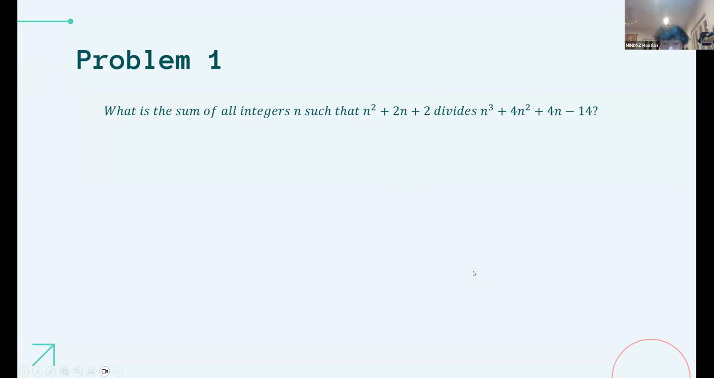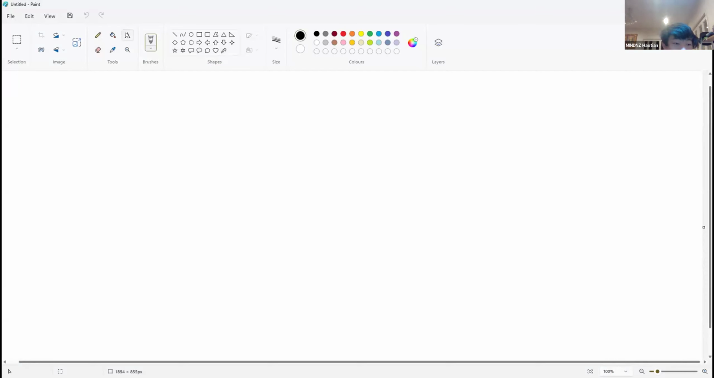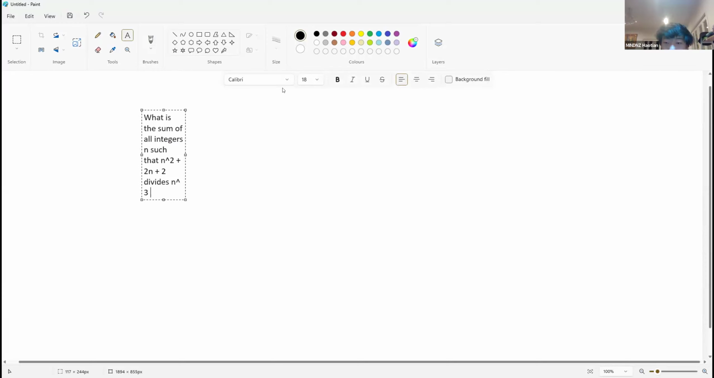And now I'll present the solution. Just a warning, I'm actually not sure if I'll be able to solve it. So if I take a while, you guys have to please be patient with me. Okay, so the problem was: what is the sum of all integers n such that n squared plus 2n plus 2 divides n cubed plus 4n squared plus 4n minus 14.